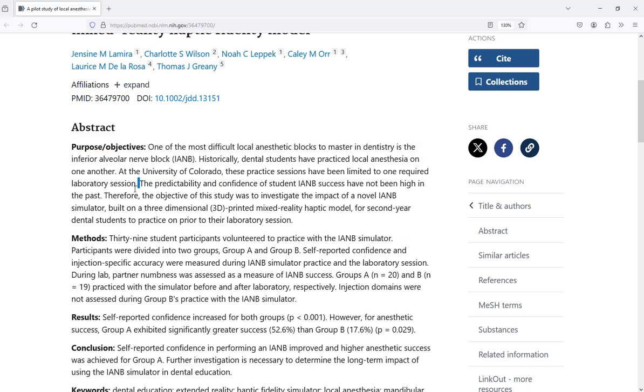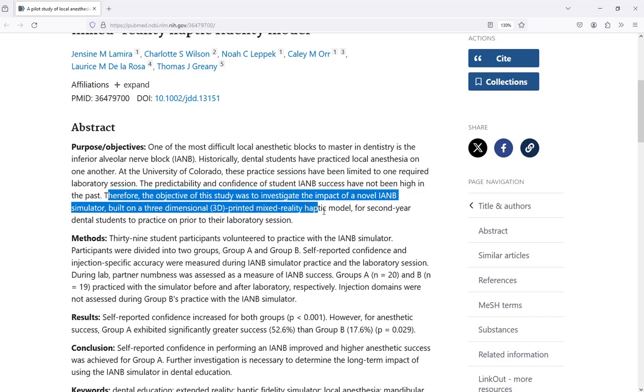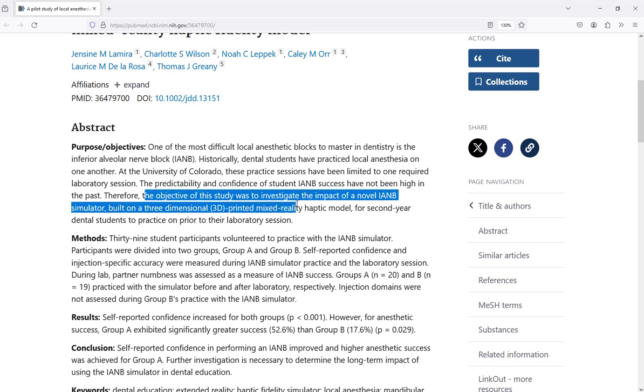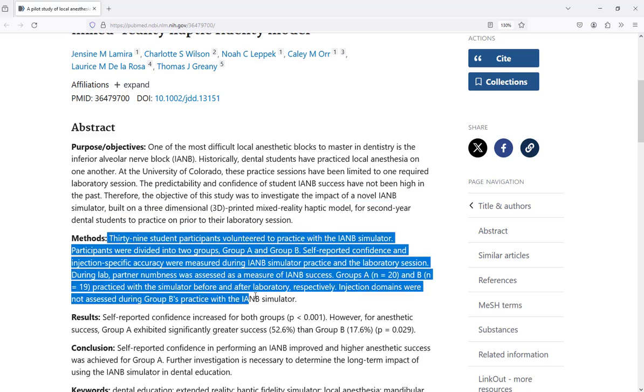This is the problem. Step 2. The predictability and confidence of students' inferior alveolar nerve block success have not been high. Step 3. This is how the project came to the rescue. Therefore, this is a great transition. Therefore, right, and there's the goal statement. The goal of the study, the objective of the study was to investigate the impact of a novel simulator, and so on. And then there's a section on methods, right?